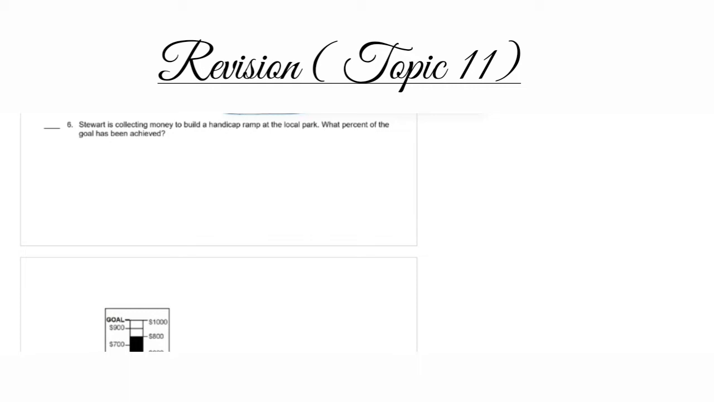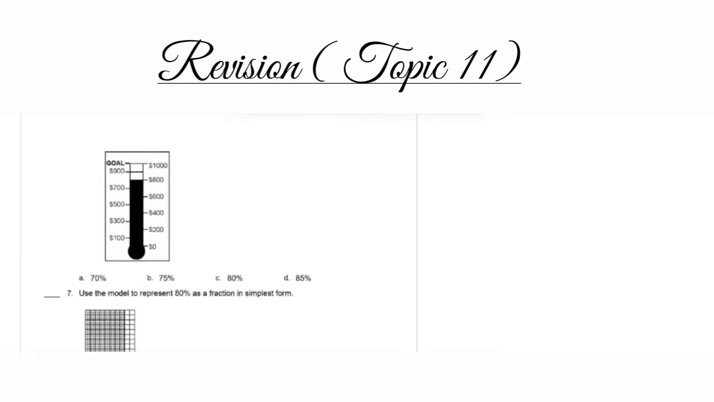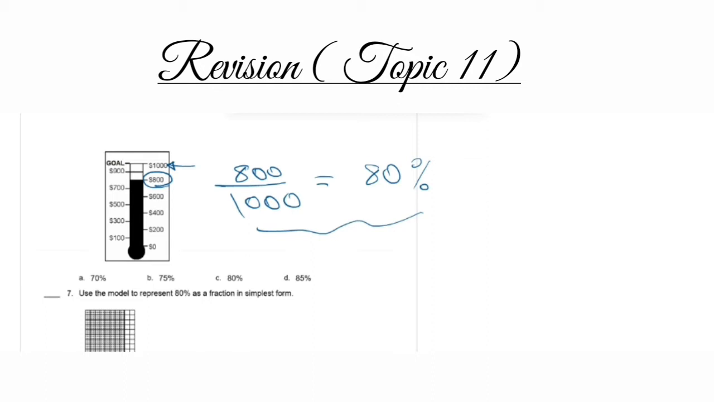Question number 6. What percent of the goal has been achieved? As you can see here, we have achieved till now $800 out of 1,000. So 800 over 1,000, it's also 80%. So the answer is C.